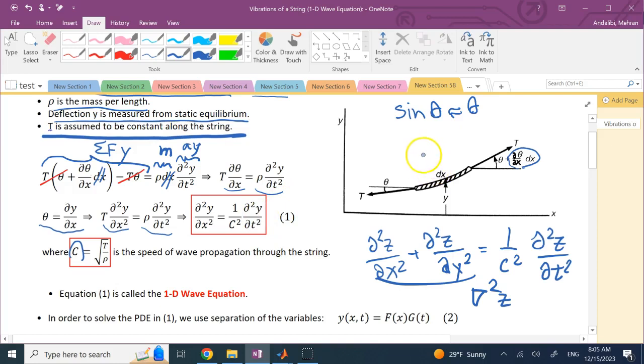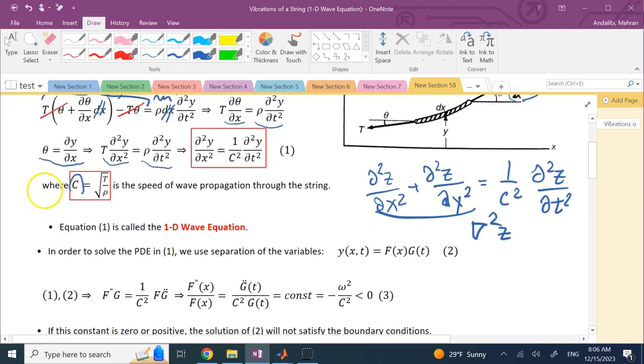And again, you see I did not put any external force or anything on the string. It's just subjected to its own internal forces. So this is the free vibration equation. And now the goal is to solve this.